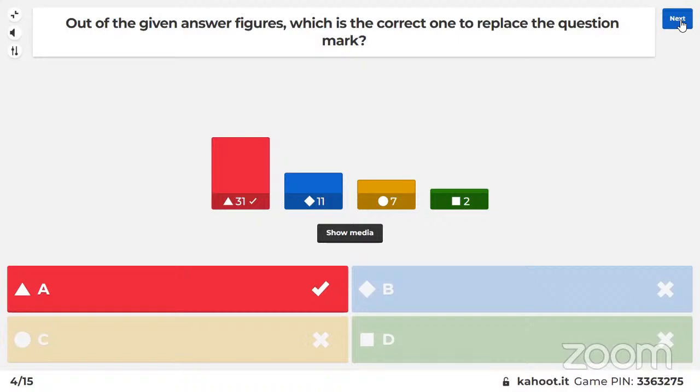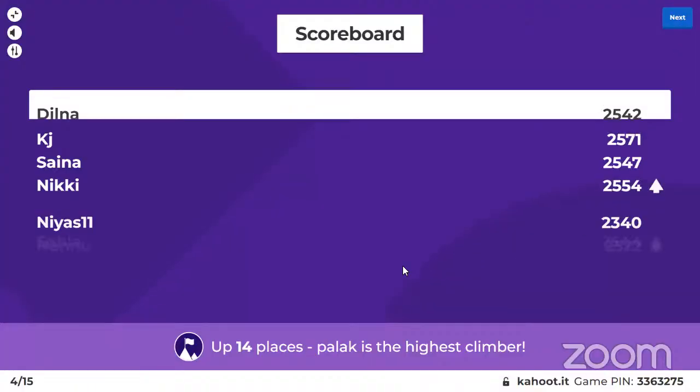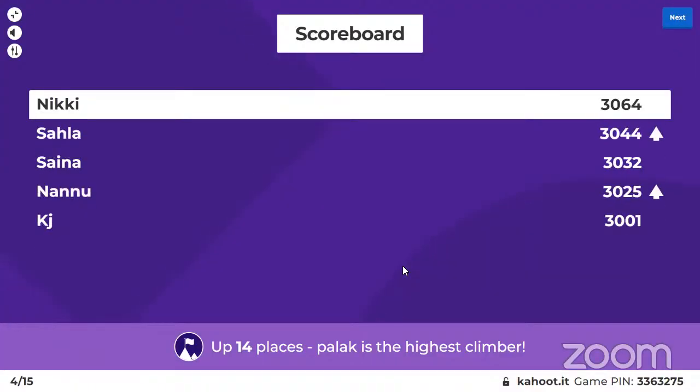Will there be any change in the scoreboard? Let's see. Yes, there is a change in the scoreboard. Nikki has come to the first place with 3,064 points. Sahal at second place with 3,044 points. Sain at third place with 3,032 points. Nannu, I think it's a new name on the table, with 3,025 points on the fourth position. KJ, I think there is a new name on the table, with 3,001 points, comes to the fifth place.